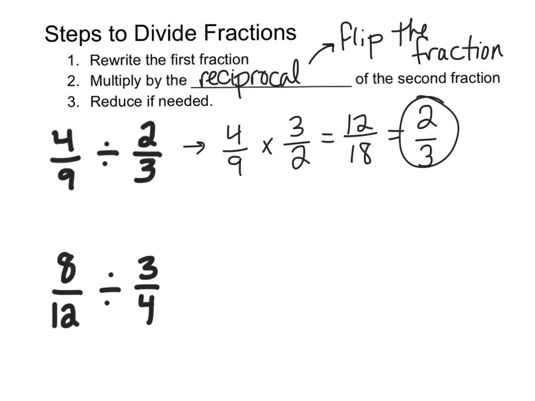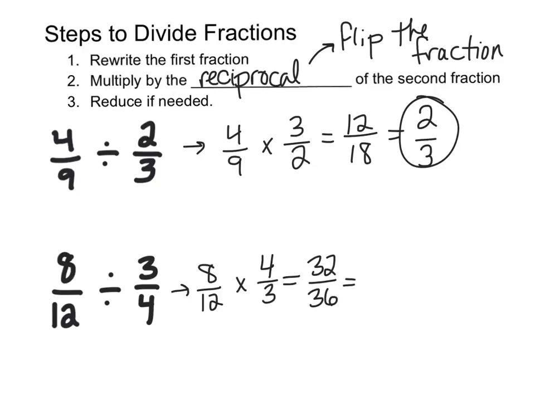So the second one, 8/12 divided by 3/4. Following my steps, I rewrite my first fraction. I multiply by the reciprocal of the second. So the reciprocal of the second becomes 4/3. I just flipped the fraction. That's all reciprocal means, is I flipped the fraction. So then I multiply across the top, the numerators, and multiply across the bottom, the denominators. So 8 times 4 is 32. And 12 times 3 is 36.